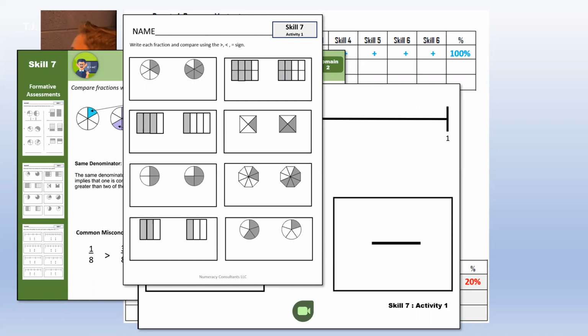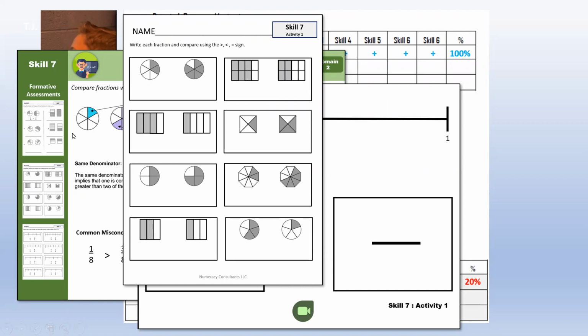So this says Skill 7, Activity 1. There isn't just one type of independent assignment for Skill 7, Activity 1. Don't think it's like, okay, Skill 7 is one day and that's all we're going to do. Skill 7 could take one day, it could take 1 week, it could take 2 weeks, depending on the student.